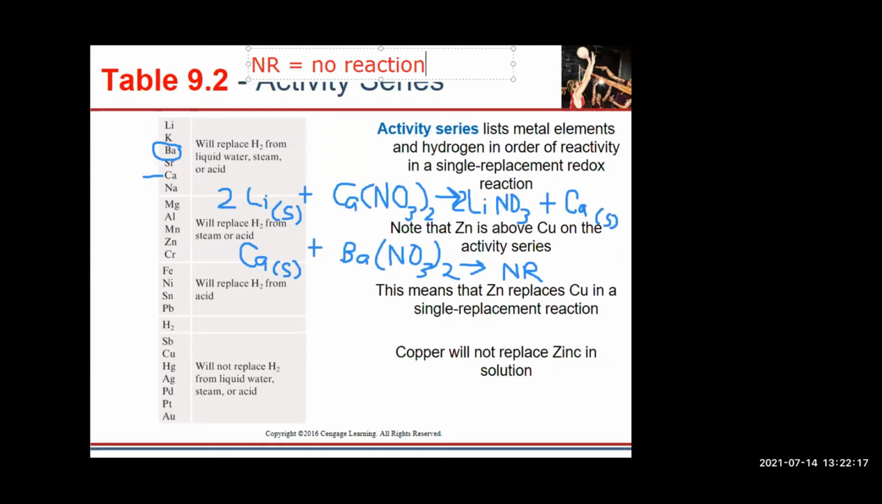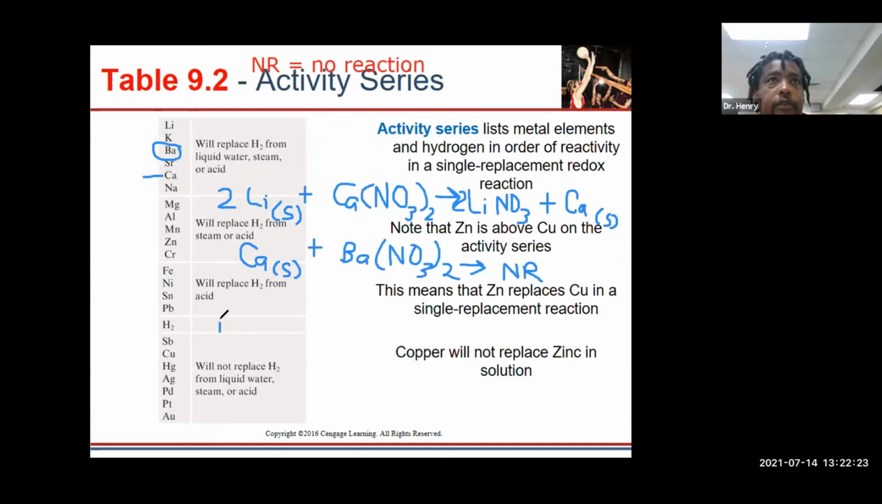So let's say we have magnesium metal reacting with silver nitrate. Silver 1 nitrate. Am I going to get a reaction? Or is it going to be no reaction? And if I am going to get a reaction, what are going to be my products?